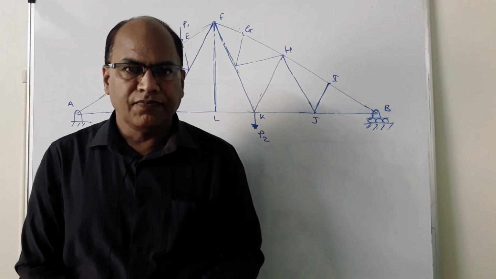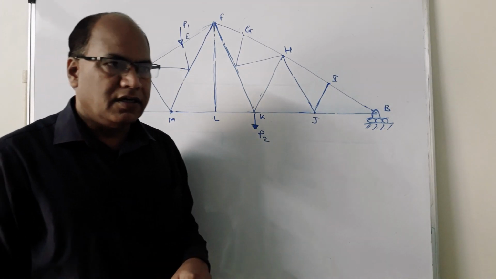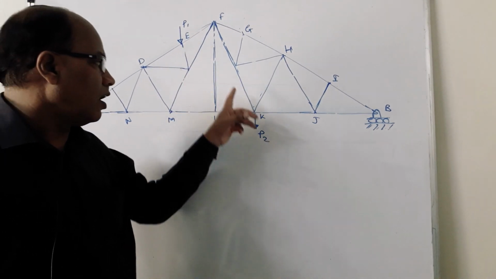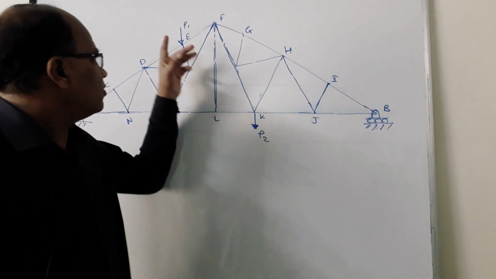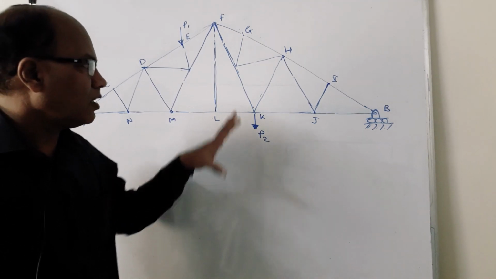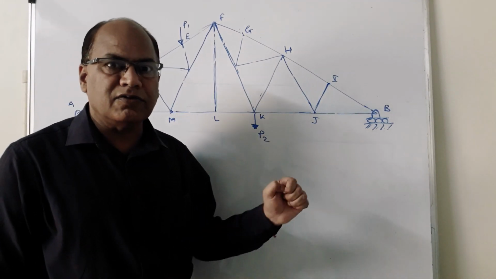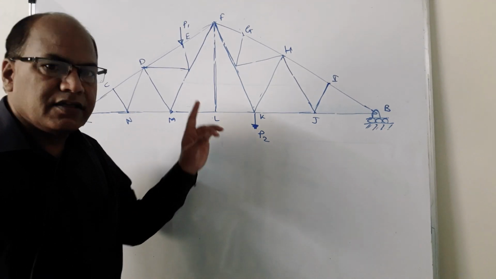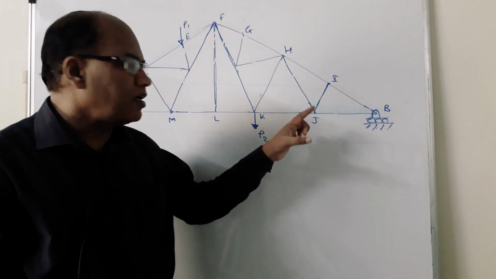So let us see how these two thumb rules are to be used to get the zero force member. Here I have shown one truss. The loads have been shown. There are two loads acting, load P1 and load P2. These two forces are acting at these two positions, and let us see how many zero force members are there. In order to apply the two thumb rules, we will have to check the joints.